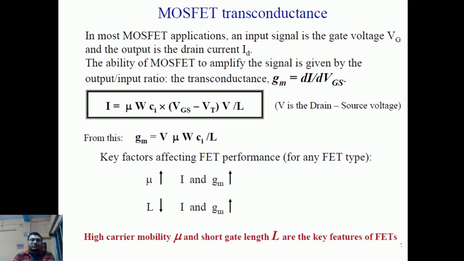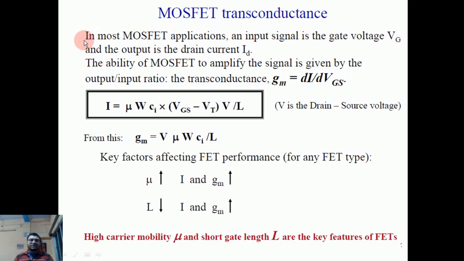So we'll move forward, and there is one term called the transconductance. It is the most important thing of a MOSFET. With the help of this transconductance, we can characterize the MOSFET.